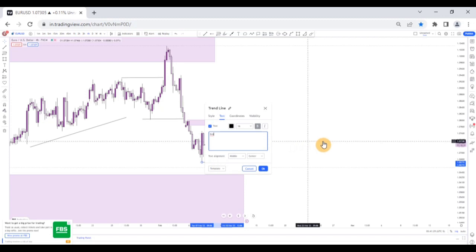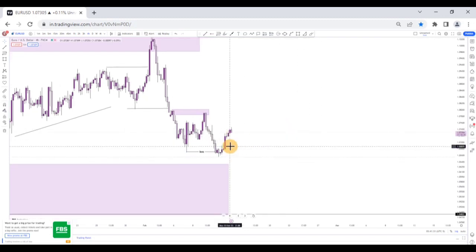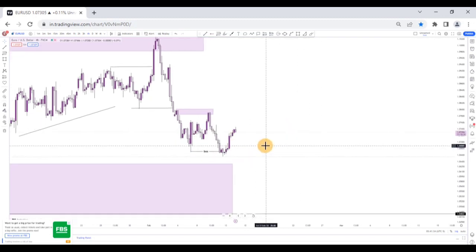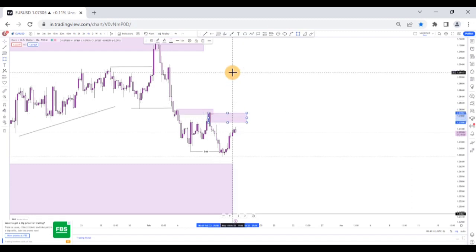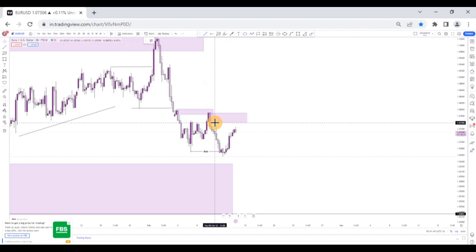BOS, break of structure. So after the break of structure, remember, what do we anticipate? We anticipate a pullback, isn't it? And you see we have some supply zones here. We have this nice supply zone. We have this nice internal high, which is just here, which is inducing, which is inducement for that supply zone above. Yeah, clean one.